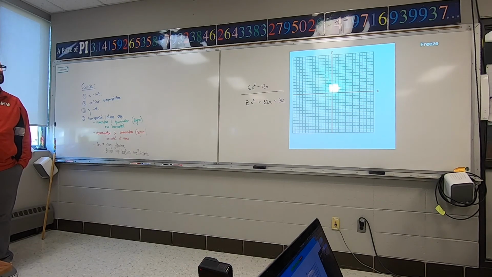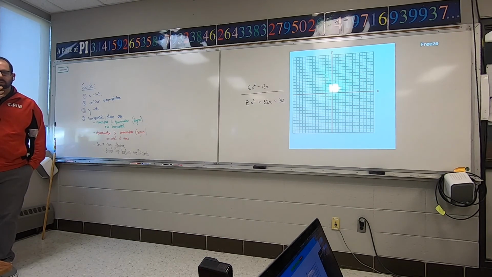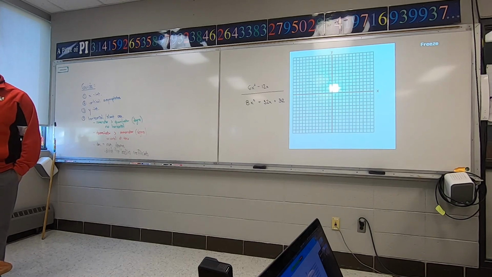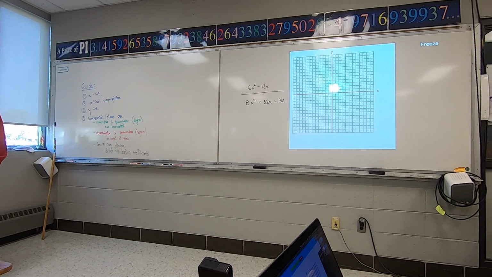Also, we have to divide the load. Oh wait, it's still plus 0. Actually, this one will have a horizontal asymptote at a certain number. It won't be at 0, but it'll be really close to it. It'll be at 6/8.